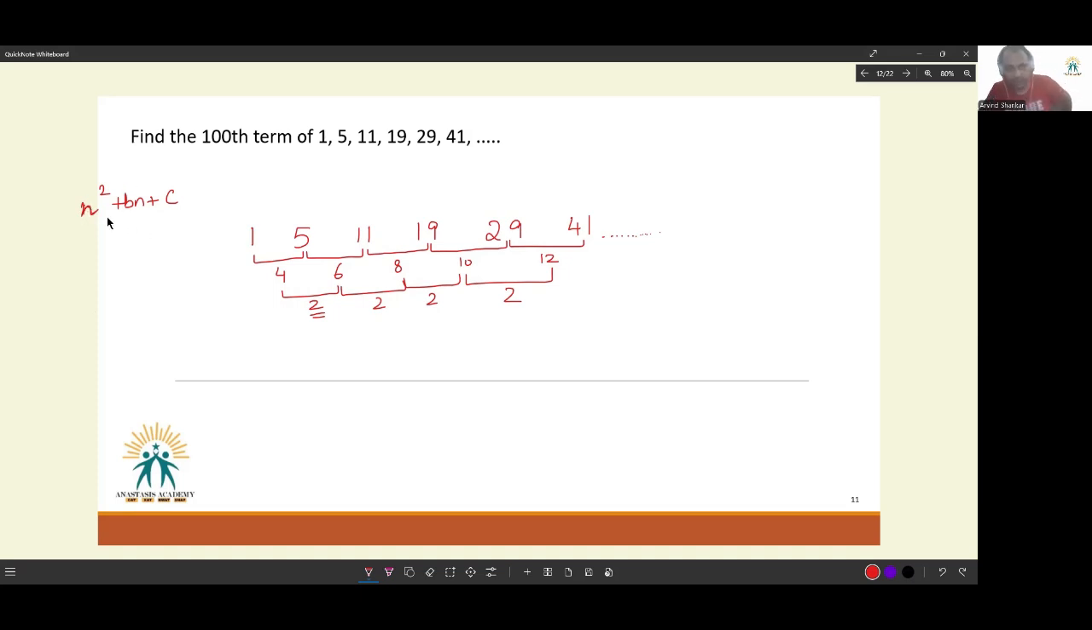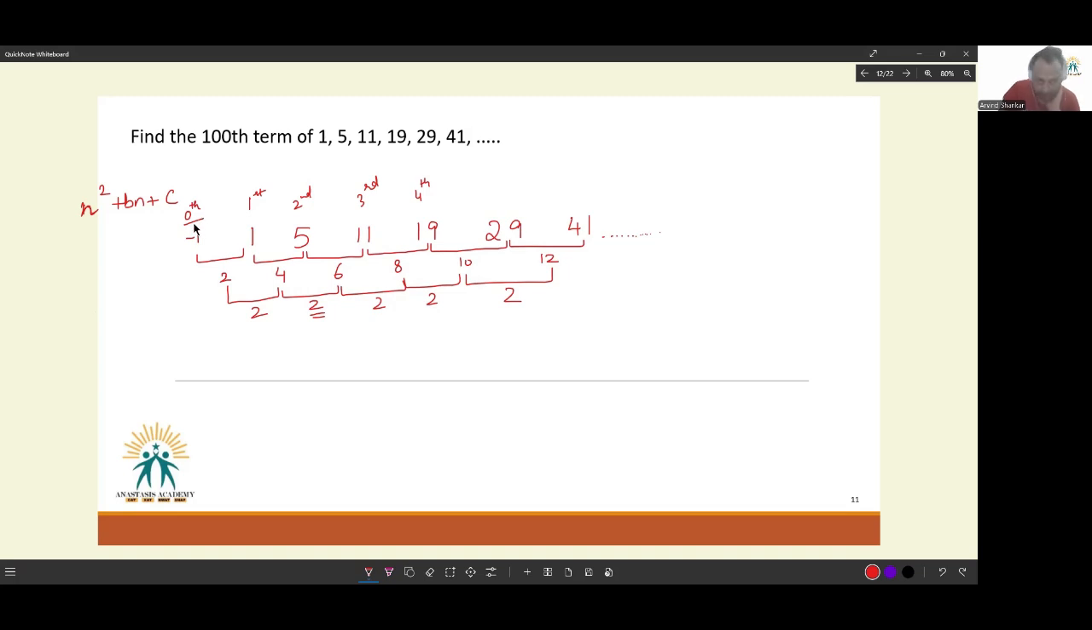Okay. Next, let me look at bn plus c. If I can go from first term to second term to third term to fourth term, I should also be able to go from fourth term to third term to second term, first term to zeroth term. If I want to go to zeroth term, can you see this difference will remain constant? This will be 2. So what number is 2 away from 1? That number is minus 1. This is the 0th term.